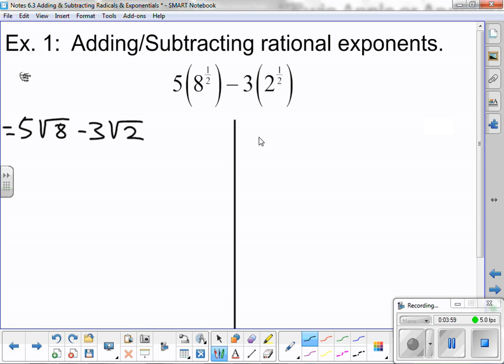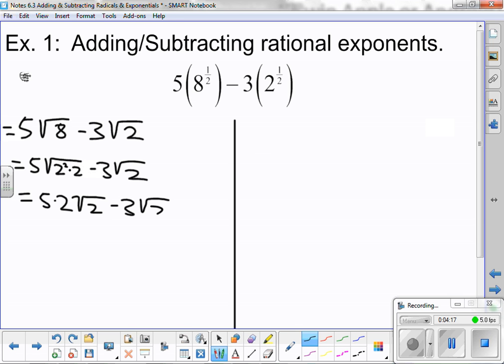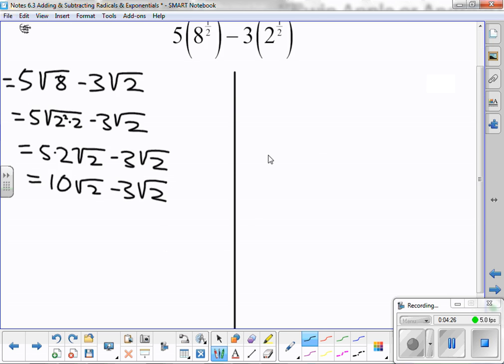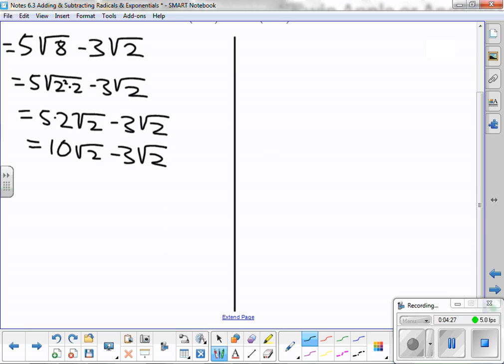Now, square root of 8 does simplify down. If you think about what square root of 8 actually is, square root of 8 is 2 squared times another 2, minus 3 square root of 2. So square root of 2 squared is a 2, so you can bring out a 2. So 5 times 2 square root of 2 minus 3 square root of 2. 5 times 2 is a 10 root 2 minus 3 root 2. And that will give us 7 root 2.